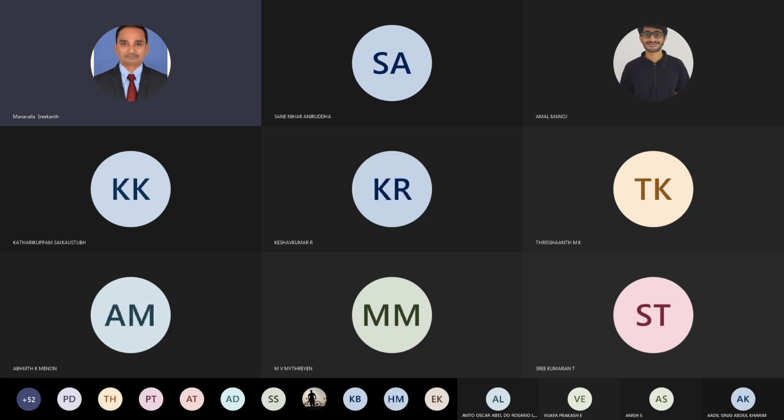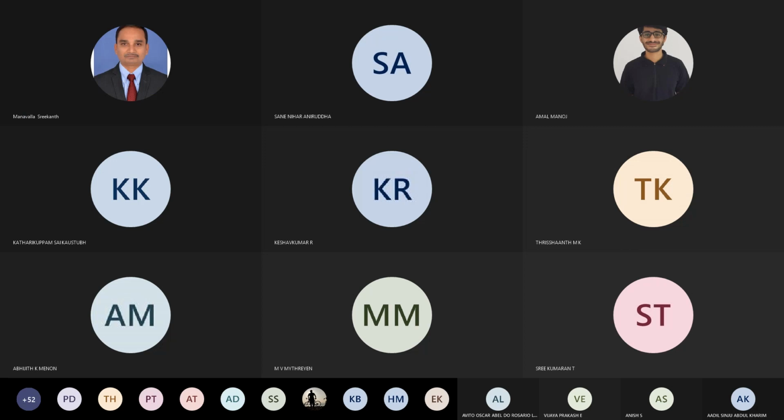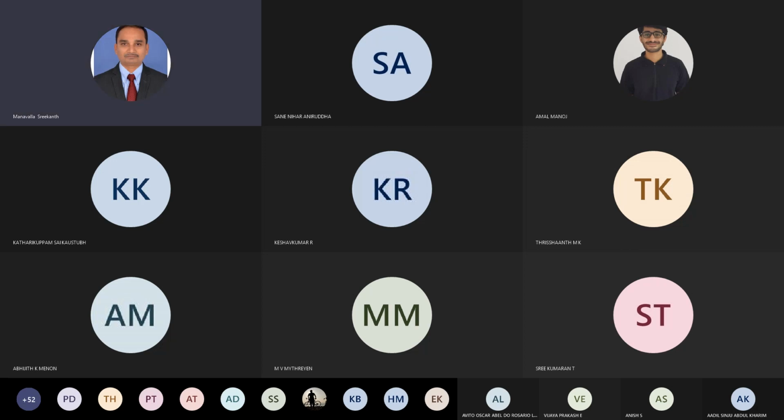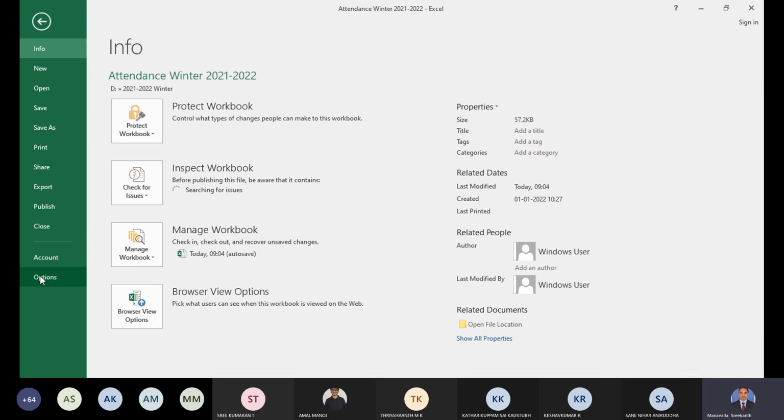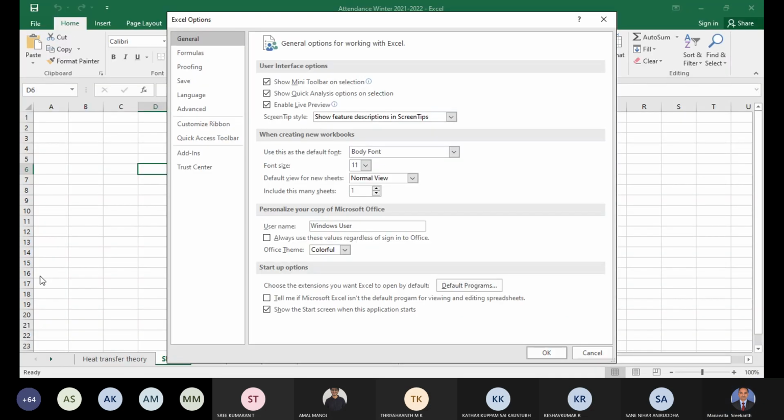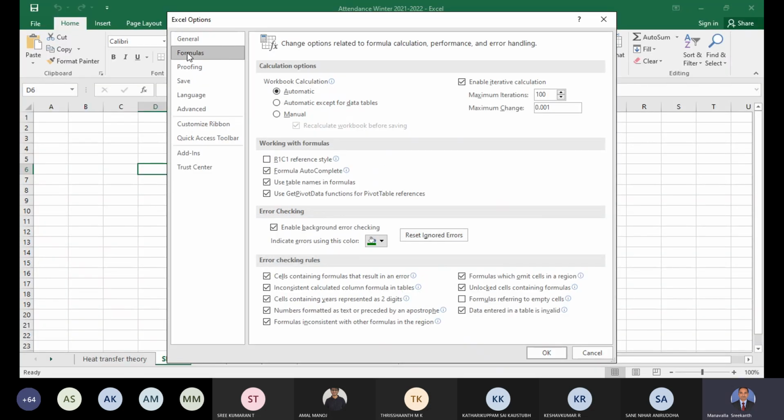I will use Excel to solve this problem. I will open a sheet. In this, you open one Excel sheet and then go to File, Options, and in the formulas, you have to tick this box, enable iterative calculations. By default, it will be unchecked. You will have to check it and then say okay.